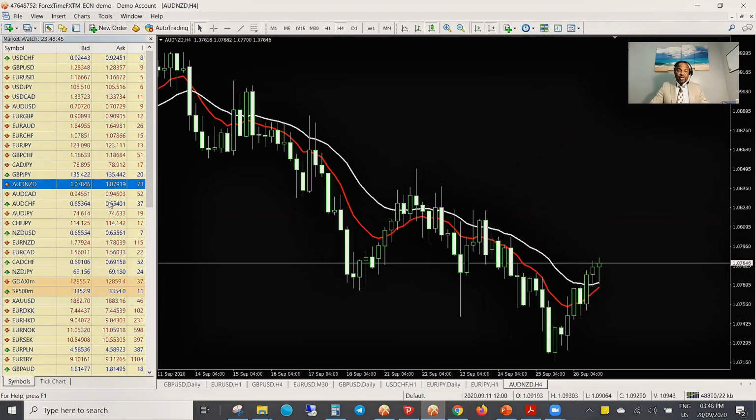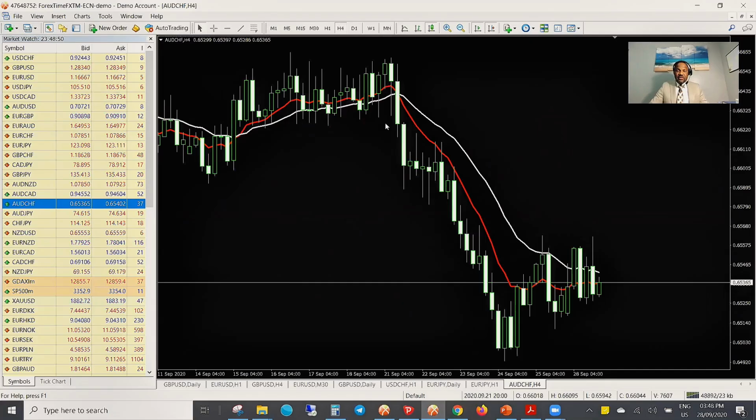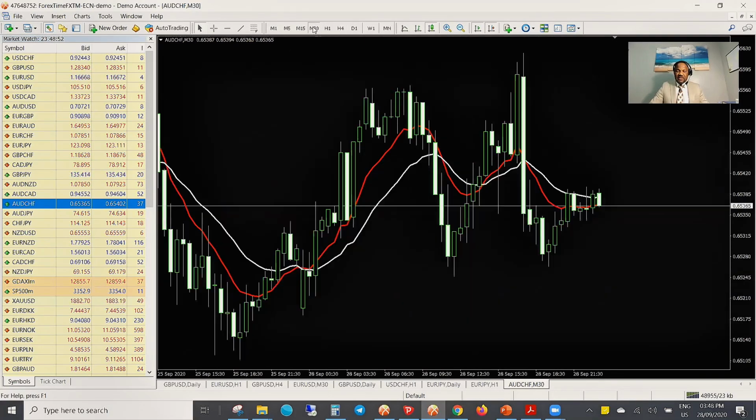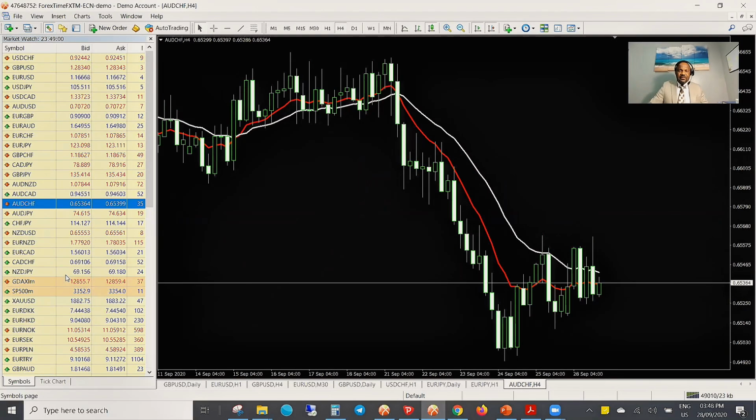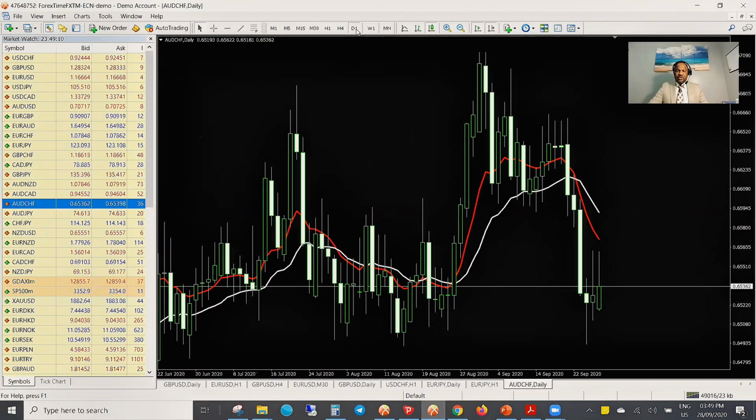Some of them just crossed far away, that's why I'm jumping them. If the point where it crossed is very far, then there's nothing we can do about it. Let's see other time frames, the D1 chart and the monthly chart. The monthly chart is down, and the D1 chart just crossed down. All right, that's AUDCHF.